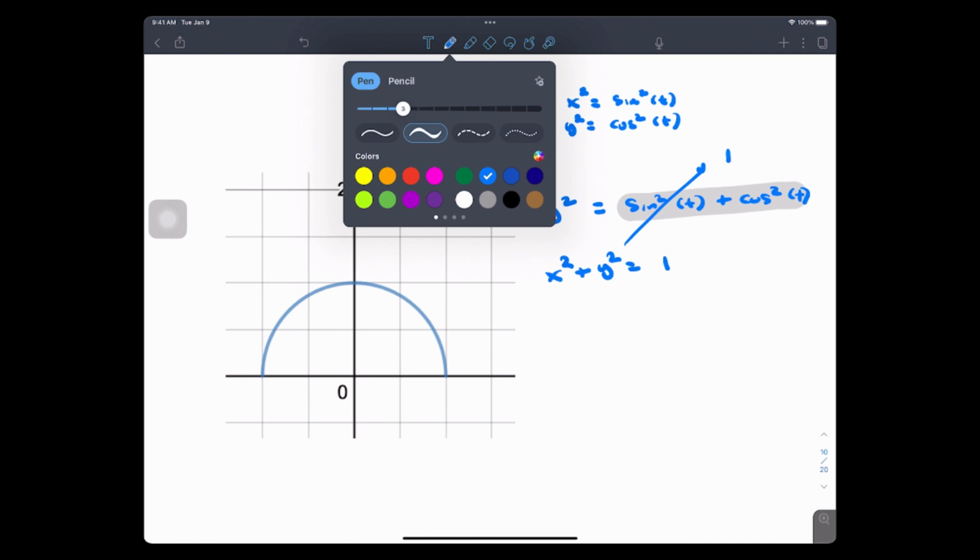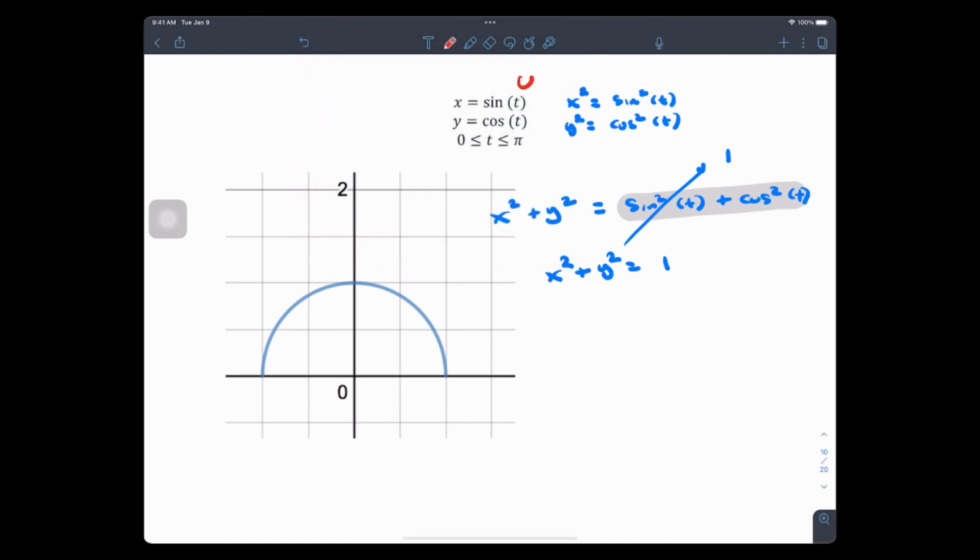So you go, okay, what does the rest of this look like? What happens when t is 0? What is sine of 0 and cosine 0? Sine of 0 is 0. What's cosine 0? 1. So the x-coordinate is 0, and I think I didn't draw it correctly. Yeah, there's a typo. I got to fix this one. Where is that initial point? It's right here.